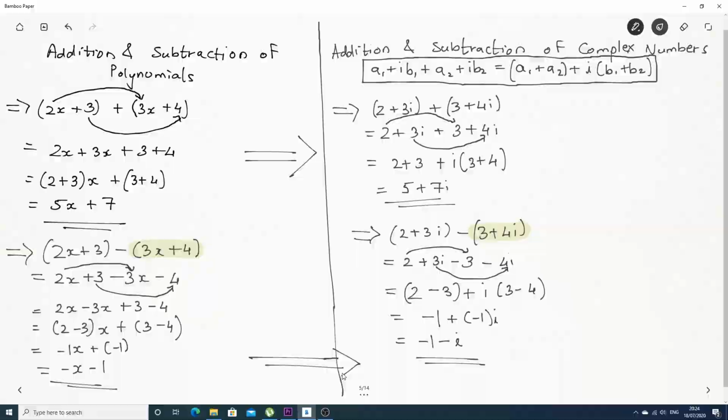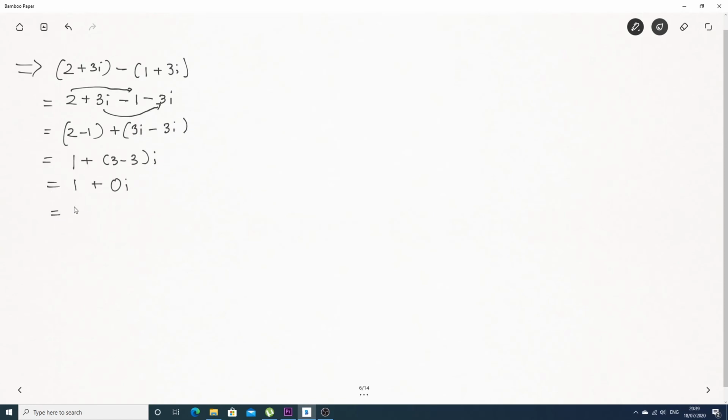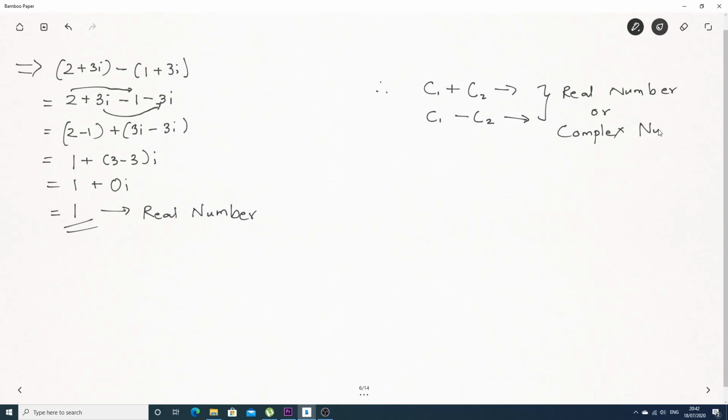It's very simple. Now let me show you something interesting. Let me subtract 1 plus 3i from 2 plus 3i. When we subtract the real parts, we get 1. And when we subtract the imaginary parts, 3i minus 3i, we get 0i. This is nothing but a real number. So if you have a look, when we add or subtract two complex numbers, there are possibilities that we may also get real numbers. The sum and difference of complex numbers may or may not always be complex numbers.